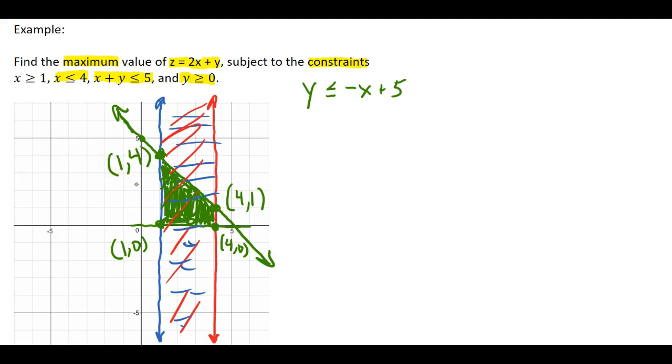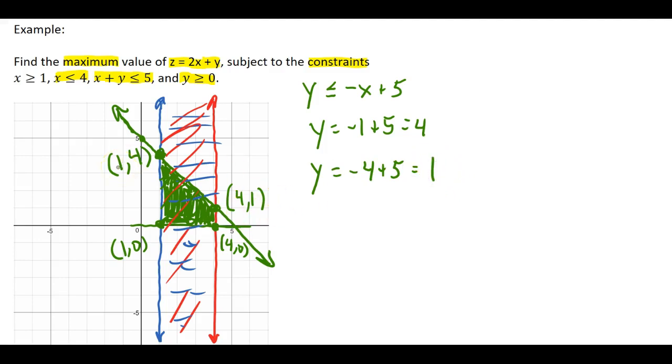Okay? And the way you can get that if you can't read it directly off the graph is you can take your x coordinate for this blue line, which is 1, plug it in right there, and y will equal negative 1 plus 5, which is 4. So that's how I get that point right there. And then this point right here, I can plug in my x coordinate from the red line, which is 4, and y will equal negative 4 plus 5, which is 1. So that's where these points come from.